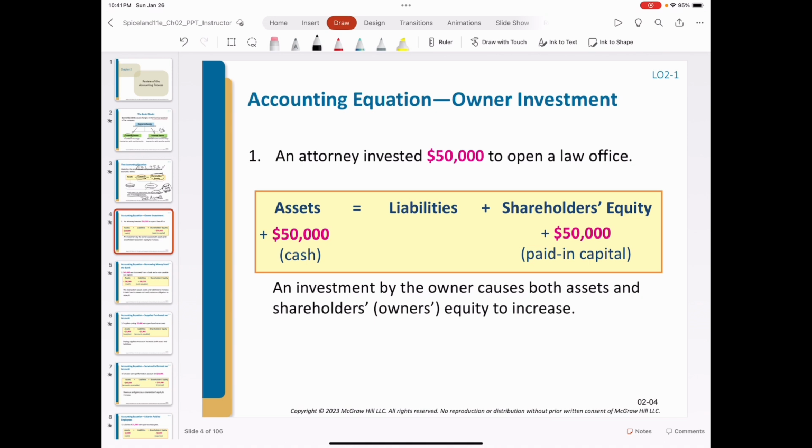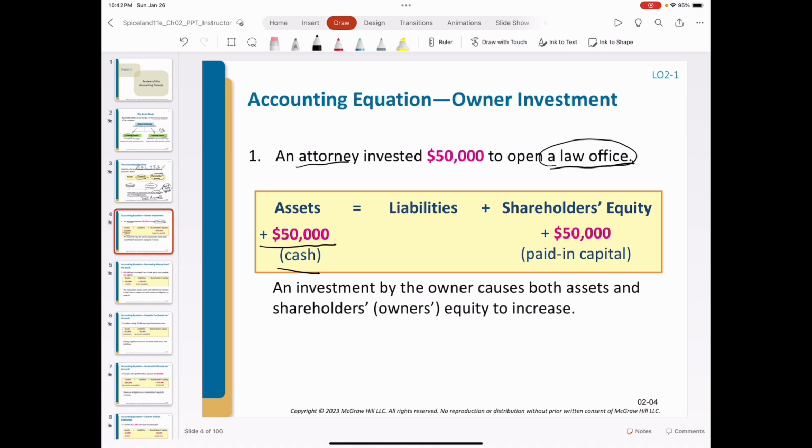Let's take a look at this example. An attorney invested $50,000 to open a law office. Okay, so the law office is the business or the company, while the attorney is the owner because he or she invests the money to start this business. What's the impact on the financial position? From the perspective of the law office, it received $50,000 cash, which is an asset. So the assets increase 50 grand. And for the single entry system, we may just record the addition to the law office asset.